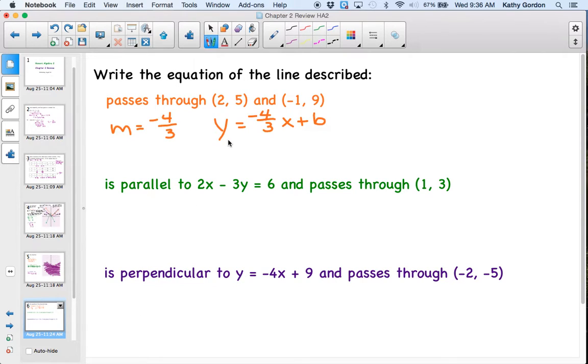Okay, so if I put 5 in for y, and I put 2 in for x, then I should be able to solve for b, correct? Okay, so this is going to be, what?